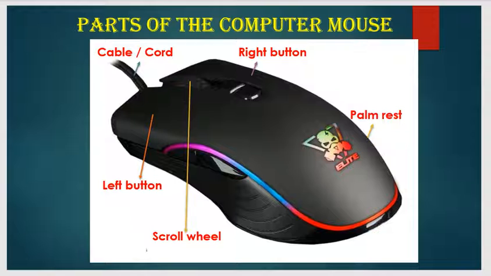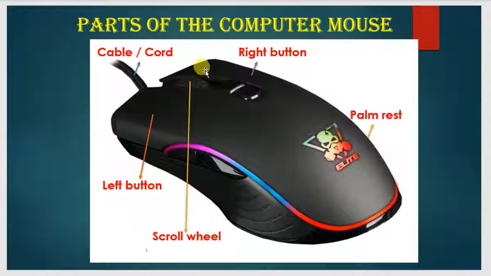So this is a picture of how the mouse looks. Okay, we have the cable at this side. Okay, it's not a wire, we have it to be a cable. We have the left button over here. The left button is the part where we normally put our index finger. Okay, and the right button is where we have our middle finger being placed.